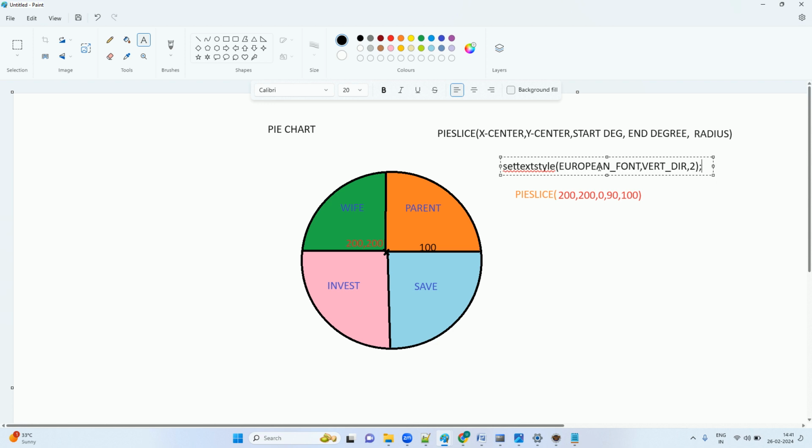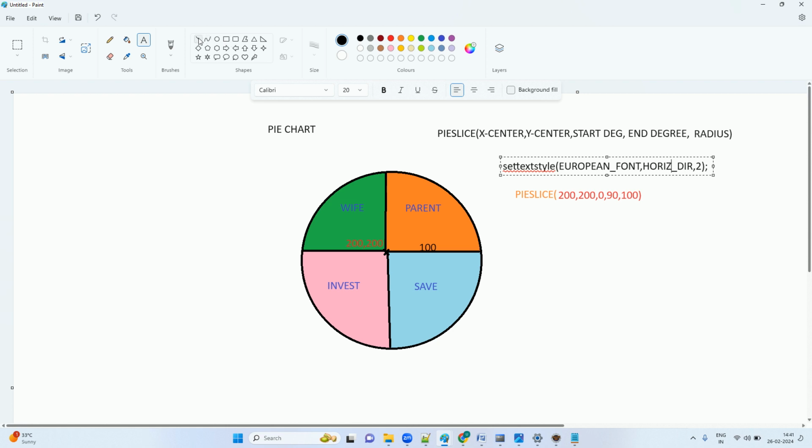All the text which I will write, parent, wife, invest, save, will be in European font, and the direction is horizontal, and the font size is 2. Okay, now where I want to write this parent, that is interesting.